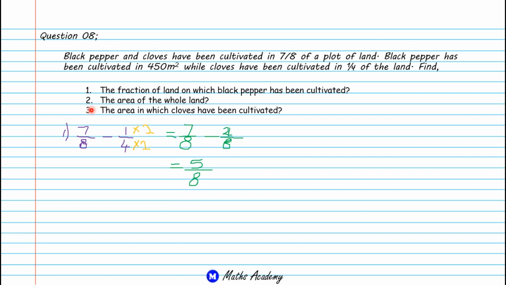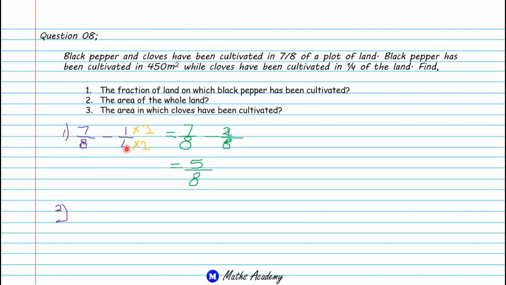Next question. They are asking the area of the whole land. So it says black pepper has been cultivated in 450 meters square, which means 5 over 8 equals 450 meter square. So we should find 1 over 8. So 1 over 8 equals 450 divided by 5. Once you find 1 over 8, now you should find the total area of the land.